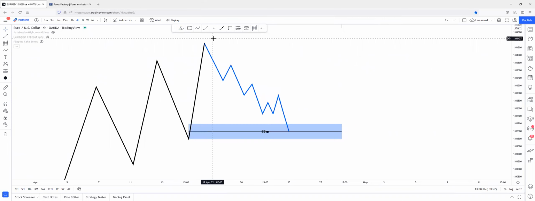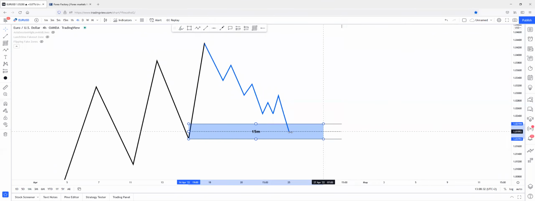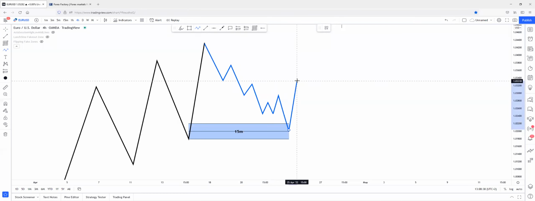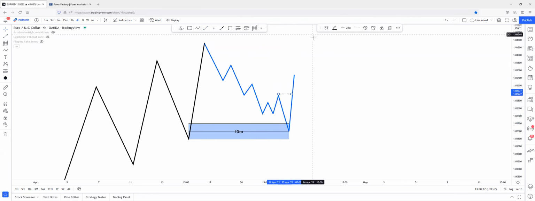So what are we aiming for here? We are aiming for a change of character entry to the upside, right? For example, price changes character to the upside after mitigating this 15-minute POI, with this movement. So it's a V-shape recovery. There's a strong change of character because it breaks above several structural high points. So there will be a change of character on the low, and there will be a strong change of character on the high.